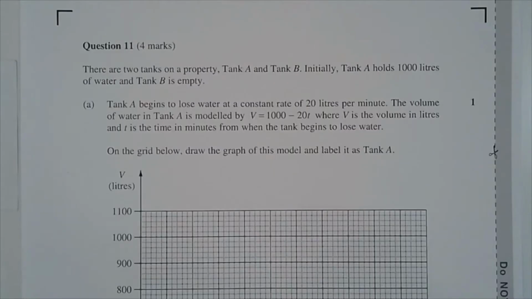Question 11. There are 2 tanks on a property, tank A and tank B. Initially, tank A holds 1,000 litres of water and tank B is empty. Part A. Tank A begins to lose water at a constant rate of 20 litres per minute. The volume of water in tank A is modelled by V equals 1,000 minus 20t, where V is the volume in litres and t is the time in minutes from when the tank begins to lose water. On the grid below, draw the graph of this model and label it as tank A.